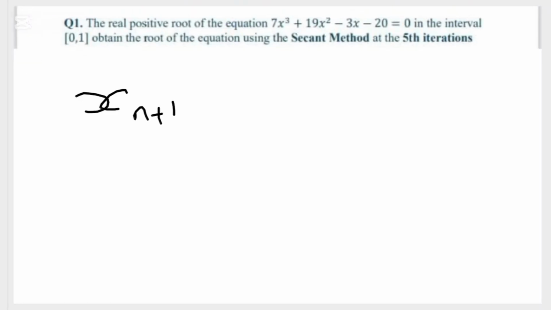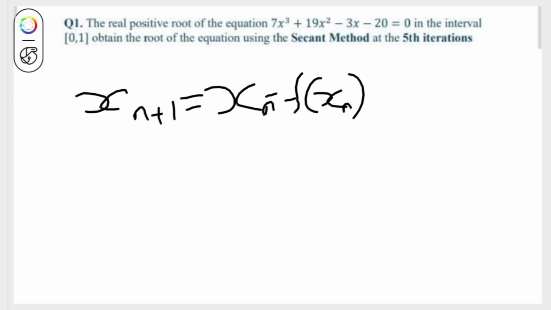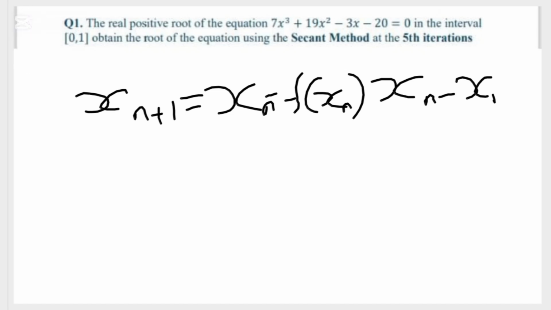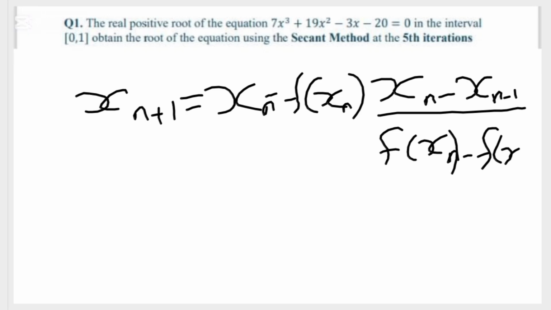of n plus 1 is the same thing as x of n minus f of x of n multiplied by x of n minus x of n minus 1, divided by f of xn minus f of xn minus 1. So you have to take note of the formula, and I have to define my function.